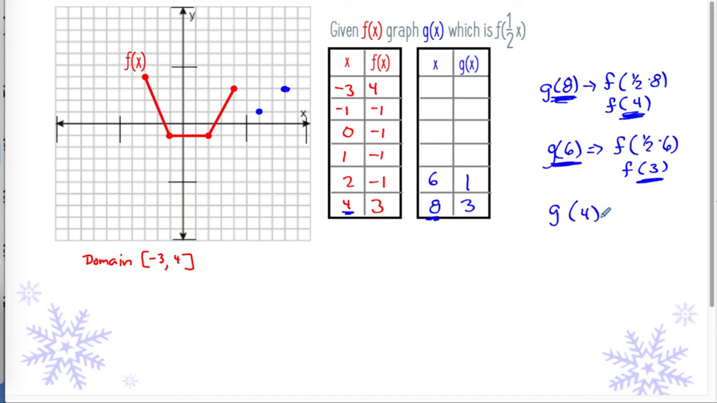How about when I put a 4 in? When I put a 4 into g, it's the same as going to function f, taking half of 4, which is 2. So the output for when I put a 4 in for g is the same as the output when I put a 2 in for f, -1. Hey, that's what that line looks like. But as you can see, we're actually stretching it along the horizontal.